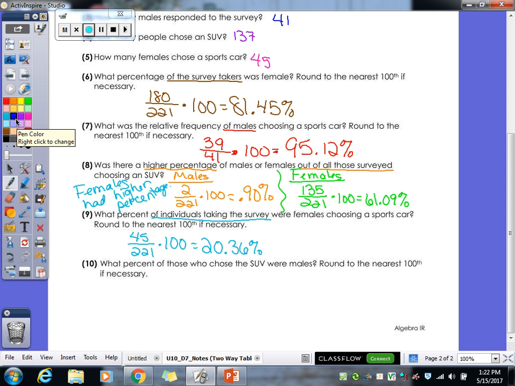And then our last one, what percent of those who chose the SUV were males? Round to the nearest hundredth. So how many people chose SUVs? 137. So this is out of 137 this time. 2 divided by 137, and then times 100.